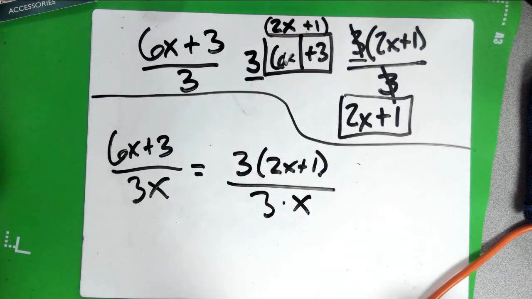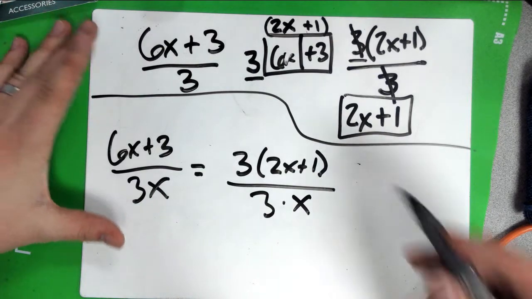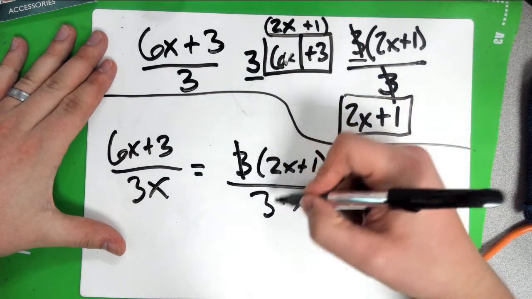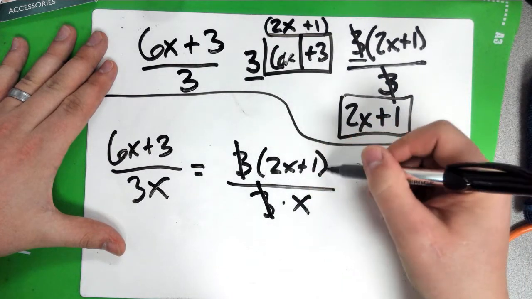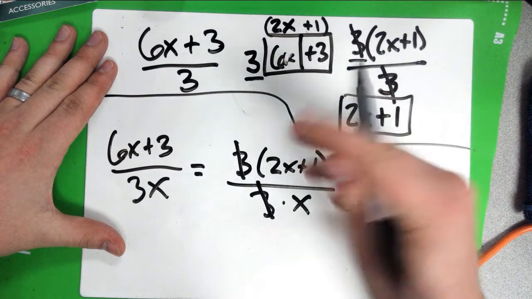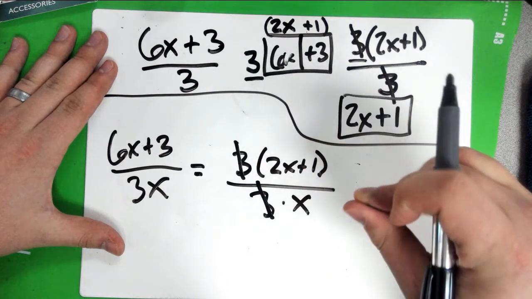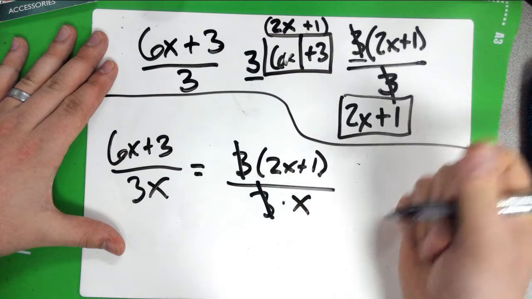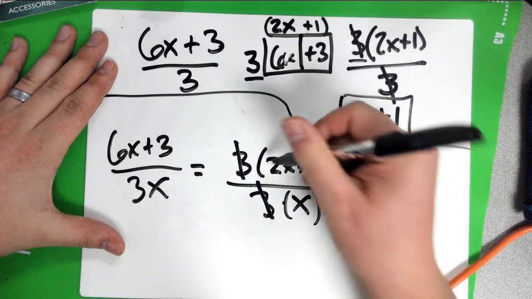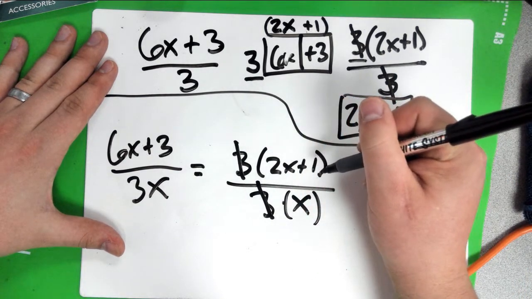So now we can only cancel things that are exactly the same. So if a 3's here, we can cancel those. But then if I look, 2x plus 1 is a factor, right? We got to keep that together. Okay, that's all one thing. Now I can't just go ahead and cancel an x with an x because this x is different than 2x plus 1. So they can't cancel.